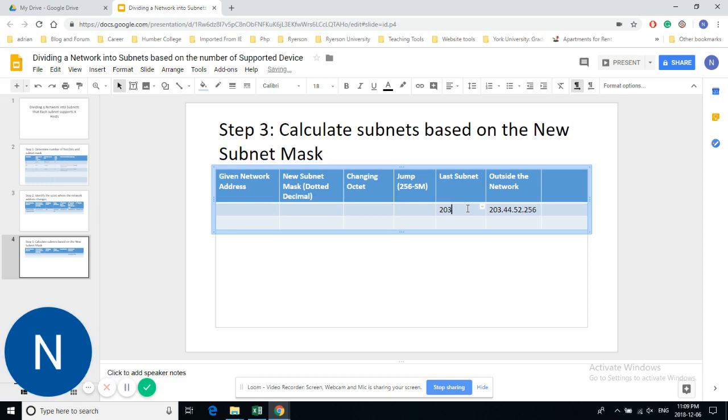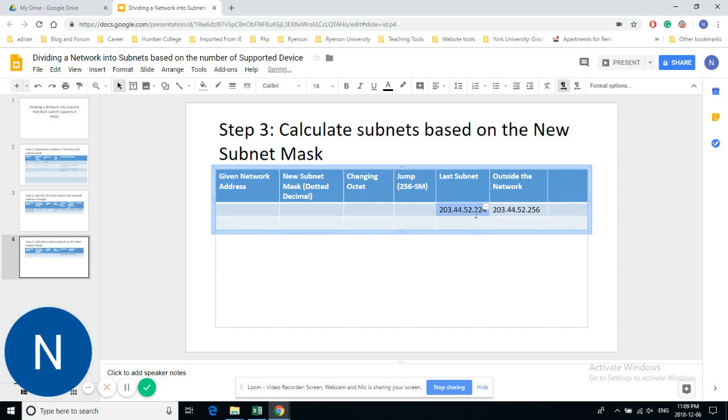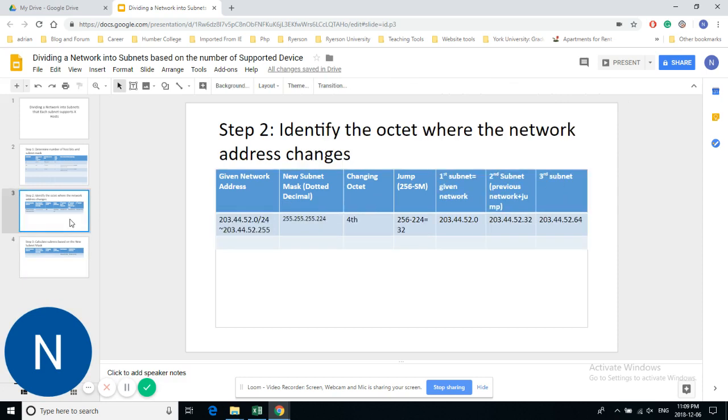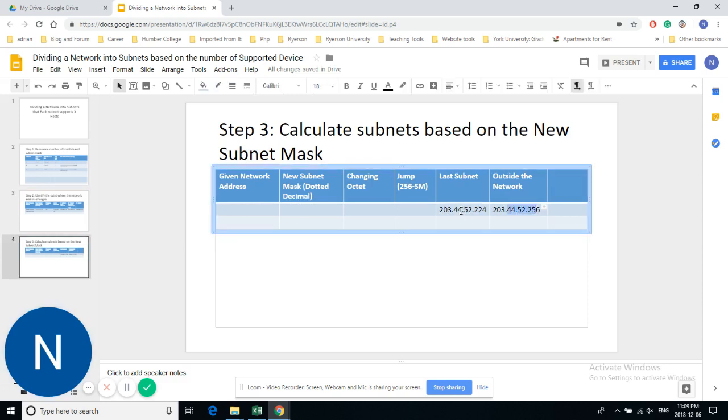So 203.44.52, 32 addresses less, which is 224. So 32 addresses less than 256, that is 224. This is the last subnet address. Now we got different subnet addresses. I could go simply jumping, starting from zero, the very first subnet address, and then keep going until I reach out of the network. So this is the last address that is valid within the network, and 32 more than this is out of that network. Okay, so this is the last subnet.